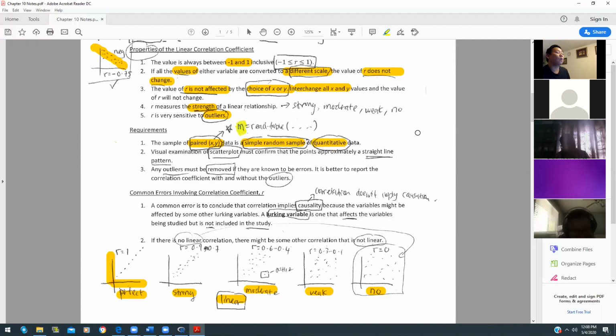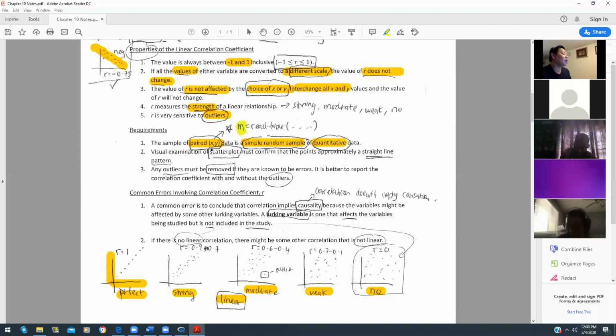So R will not work if you give me categorical data, like your height and your gender. If you talk about height and gender, that doesn't work because gender is categorical. So it's not quantitative, so we cannot find R in this case. So make sure that when you do R, both of them have to be quantitative, cannot be categorical.